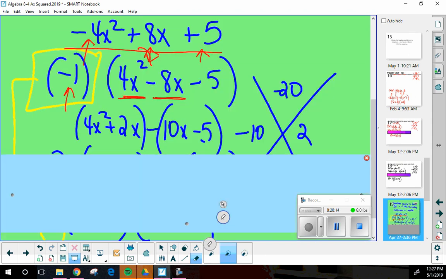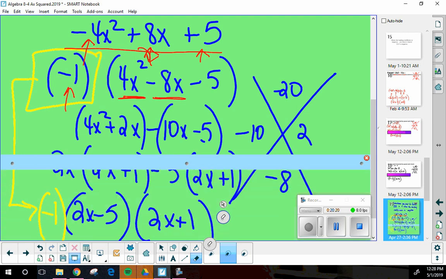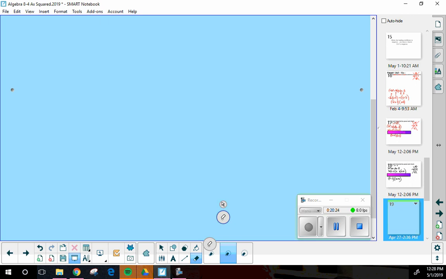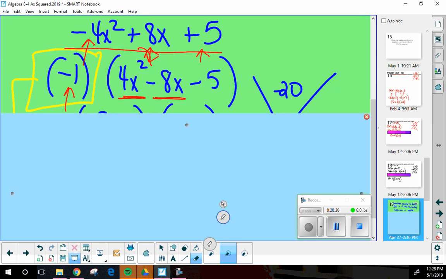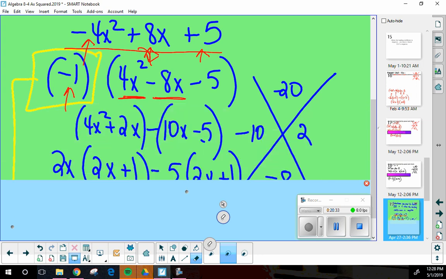Here we go. Whoopsie. Technical difficulties. Totally not happening. Let's try again. And here we go. 4 times negative 5 is negative 20. And then you'll see there's a negative 8 right here. So the numbers we come up with are negative 10 and 2.